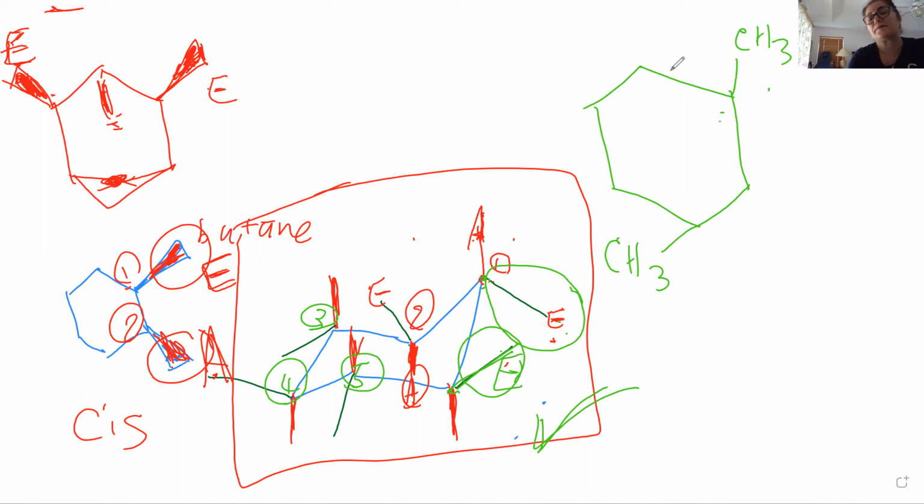And if I say that this is trans, are those going to be on the axial or equatorial position? We don't have the wedges and dashes, so we don't know if it's coming out or going in. We know that this is trans. Are the methyl groups in axial, equatorial, or one in each? What would you do? What would be the first step? What would be the first assumption?